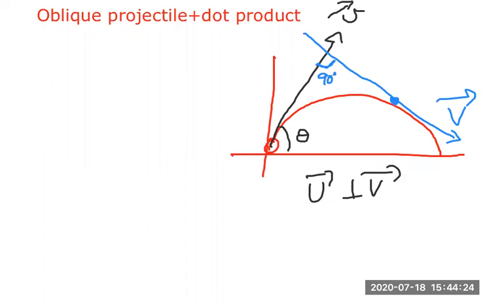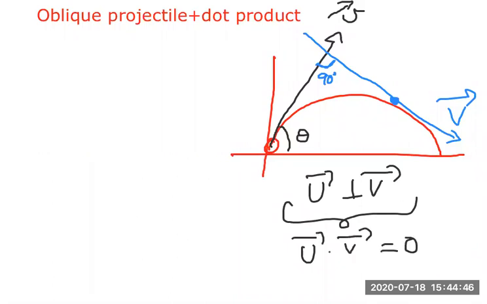That means the instantaneous velocity at some instant is perpendicular to the initial velocity direction. So whenever two vectors are perpendicular, the dot product of the two vectors is equal to 0. This is the information we know.